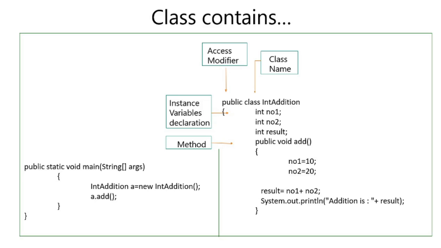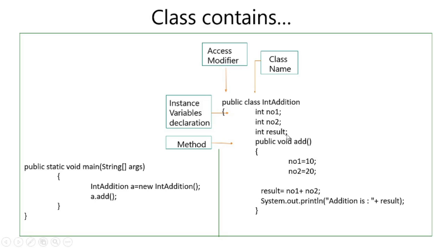See what a class contains. This is just an example. Here there is a class, the class name is IntAddition, and public is the access modifier or access specifier. So this is the class name, public is the access modifier, and these are the instance variables. Here number1, number2 and result, these are three integer variables declared in the class. So these are instance variables.